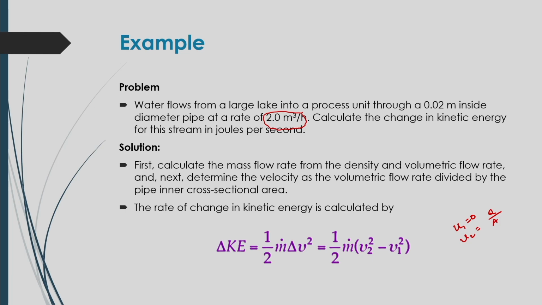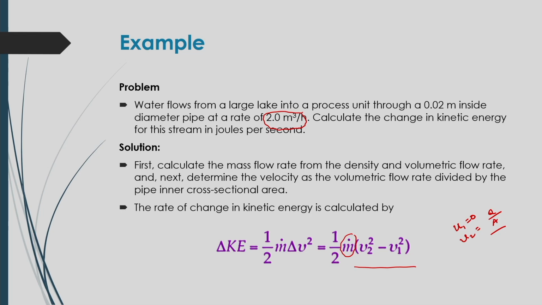So, kinetic energy will be half into m dot into v2 square minus v1 square. v2 is known to you as per this problem, u2 is 0 here, u1 is 0 here, but again you have to calculate the mass flow rate, since you have been given only the volumetric flow rate of the fluid. You can get the mass flow rate just by multiplying this volumetric flow rate with its density.